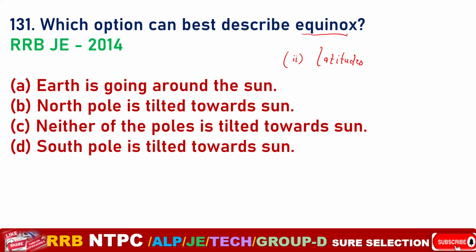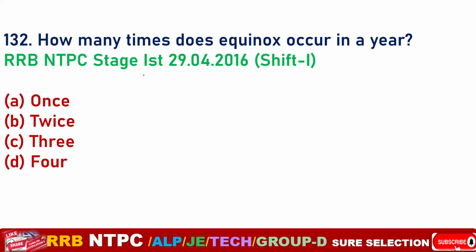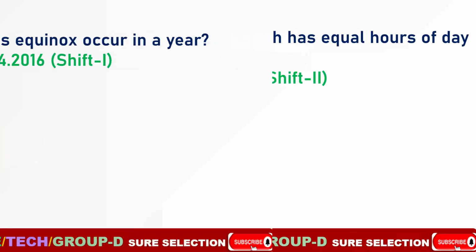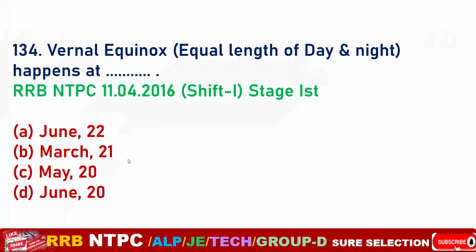Which option describes equinox? Neither of the poles is tilted towards the sun. How many times does equinox occur in a year? It occurs twice in a year. What is it called when the earth has equal hours of day and night? It is called equinox. The vernal equinox, with equal length of day and night, happens on 21st March.